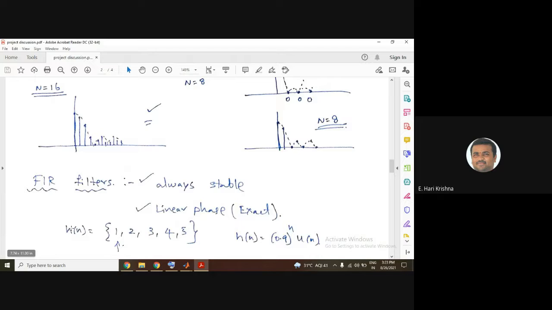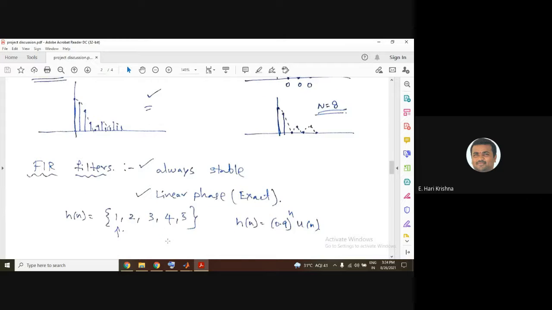See here, this is h of n is equal to 1, 2, 3, 4, 5. This is an FIR filter. h of n is equal to 0.9 whole power n u of n. u of n is defined from n is equal to 0 to infinity. So 0.9 whole power 0, 0.9 whole power 1, 0.9 whole power 2, and so on up to 0.9 whole power infinity. So it is an infinite impulse response. This is a finite impulse response.